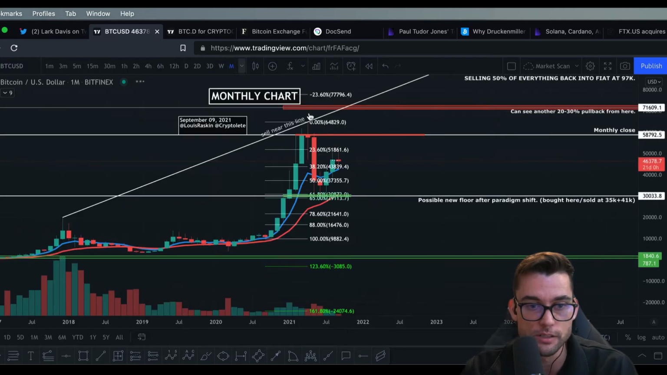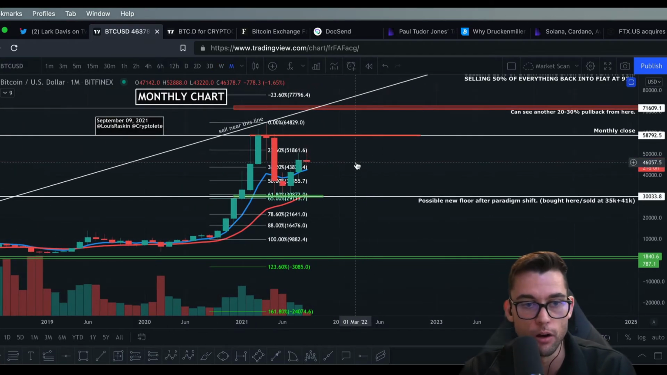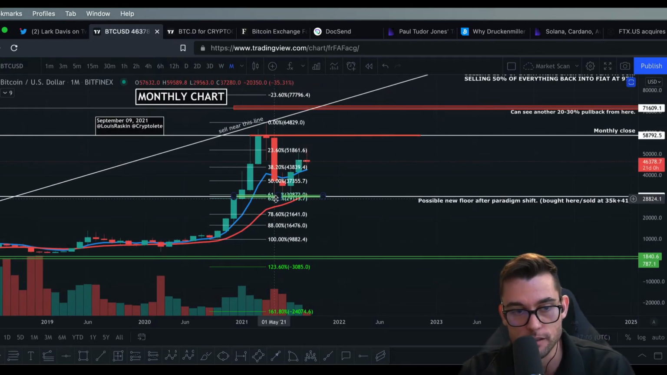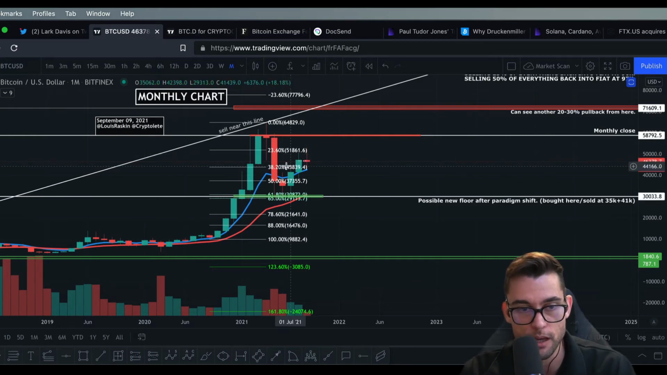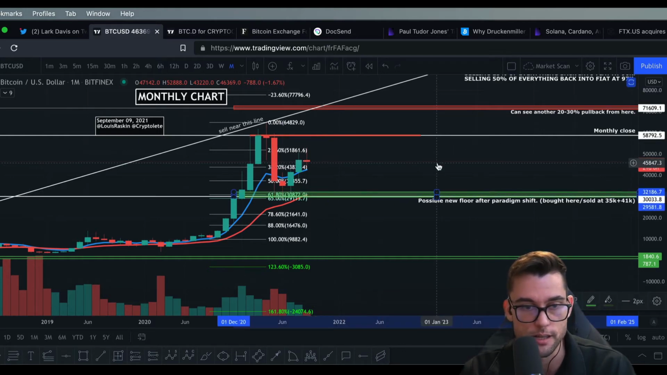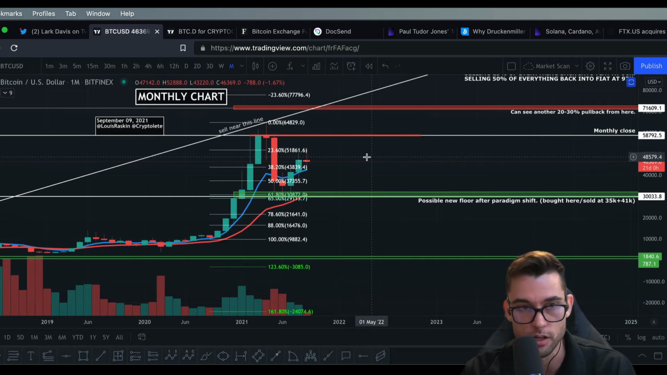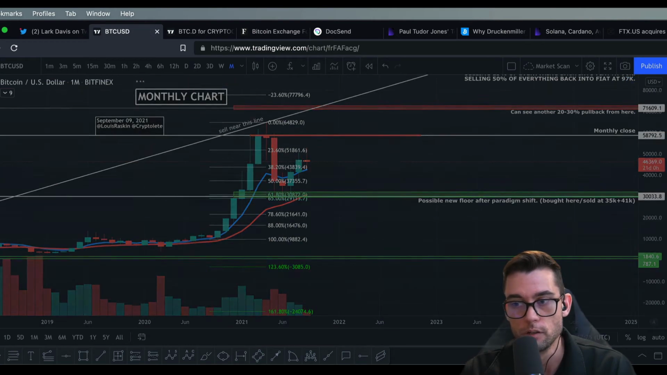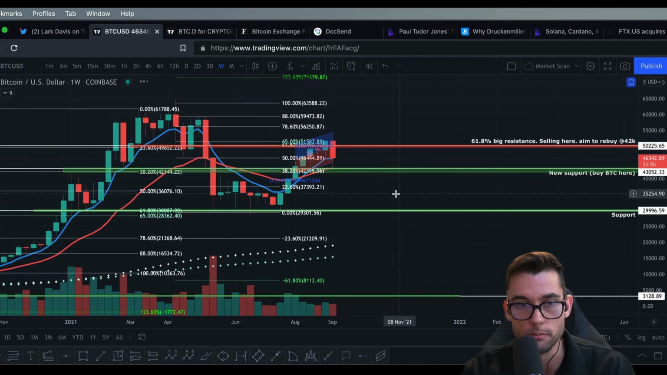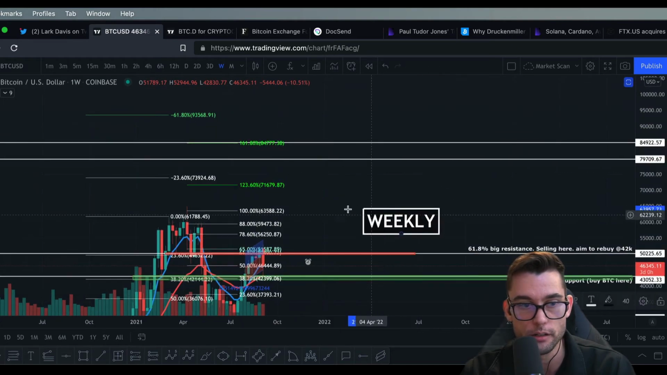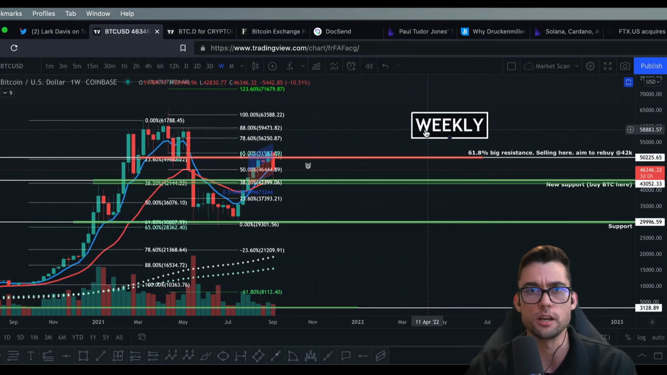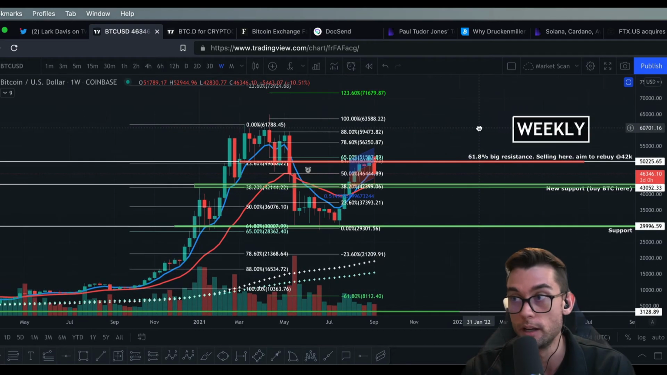But still, right now, all that we know is that it came down to the golden ratio and bounced back up, and it came above the 38.2. I guess you could say it hit the 23.6, and then it started to fall down. That's pretty much all we could tell in terms of the monthly chart. So let's go down to the weekly chart, and this should be my weekly chart right here. Yeah, it is. I'm going to just do a little charting on here, and I'll be right back.